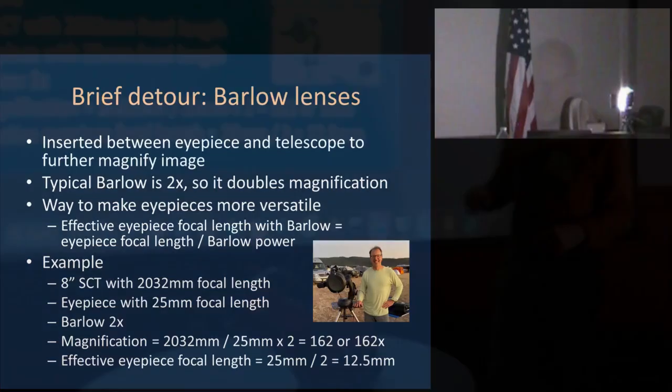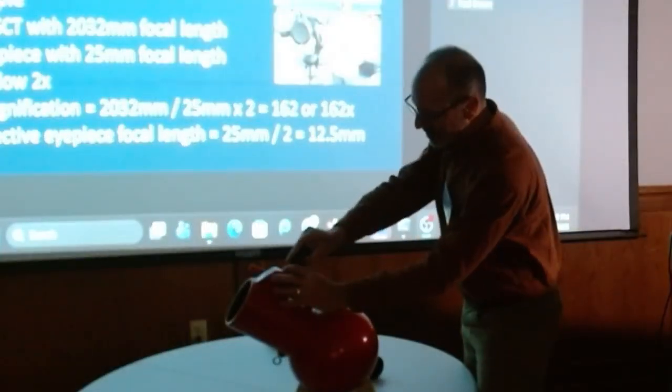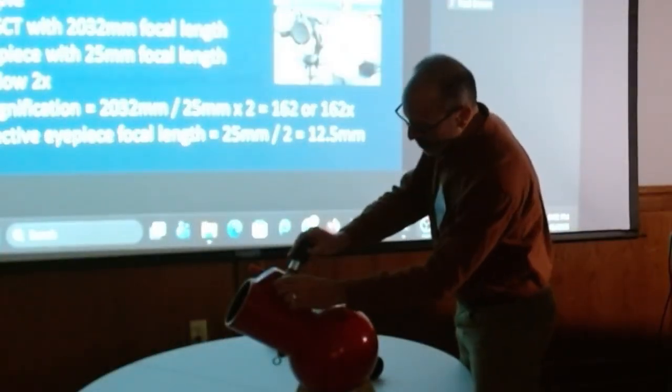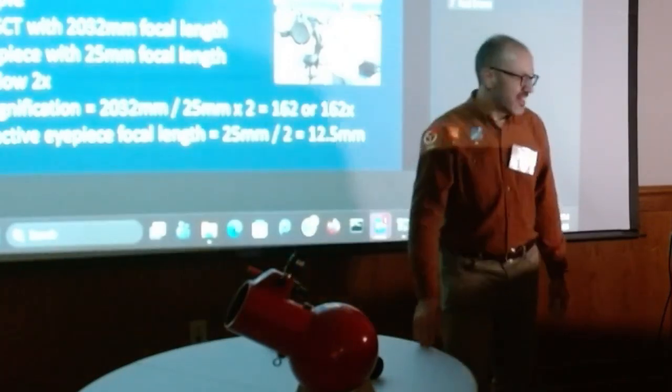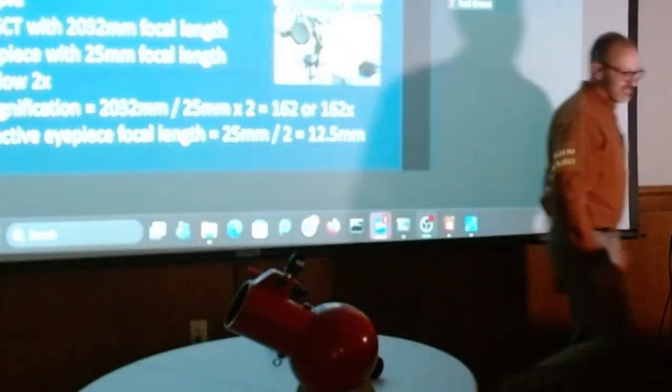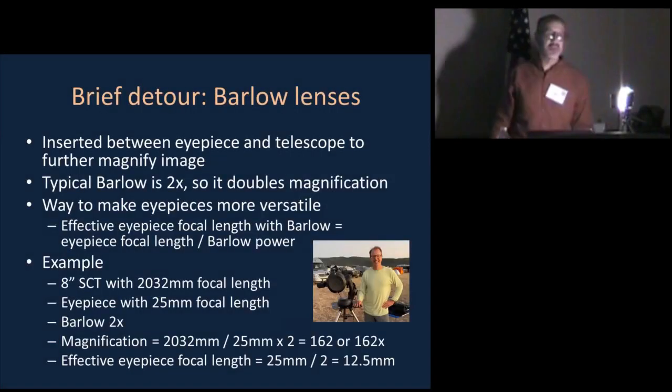So for example, if I had a Barlow, I would stick it in there and then I would put the eyepiece into the Barlow. And that has a multiplication factor essentially on your magnification. Very typical is a 2x Barlow. And you can see this as a way to essentially double the number of eyepieces that you have.